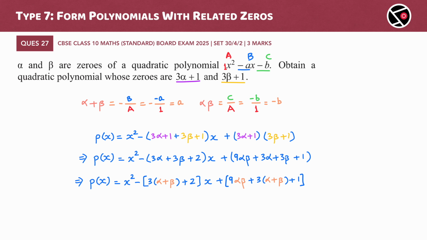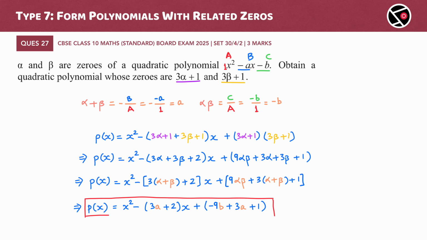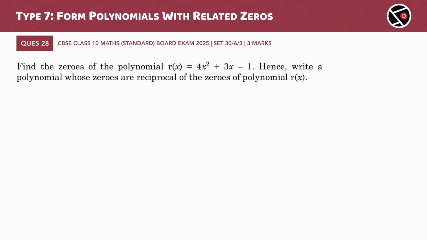We replace alpha plus beta with a and alpha beta with minus b, and we get p of x equals x square minus 3a plus 2, x, plus minus 9b plus 3a plus 1. We are done. Here is our next question. This question is slightly different from the previous ones. Here, we have to first find the zeros of a given polynomial and then use those zeros to find another polynomial. Please pause the video and give it a try.